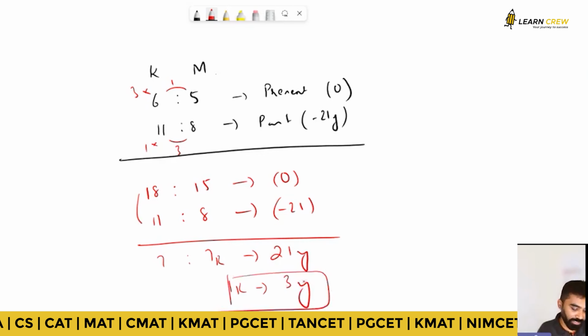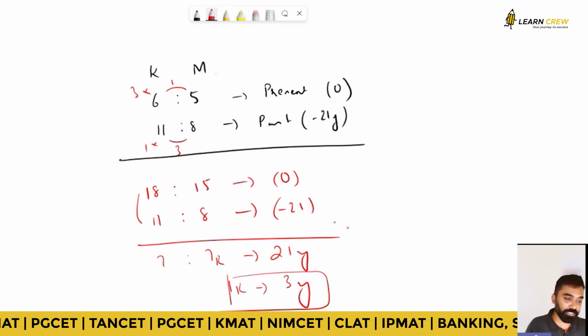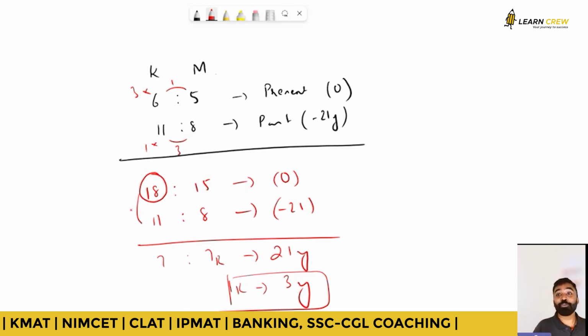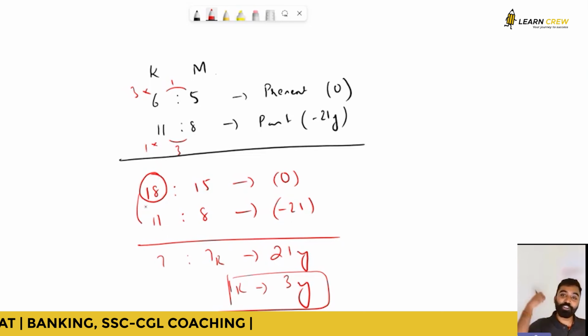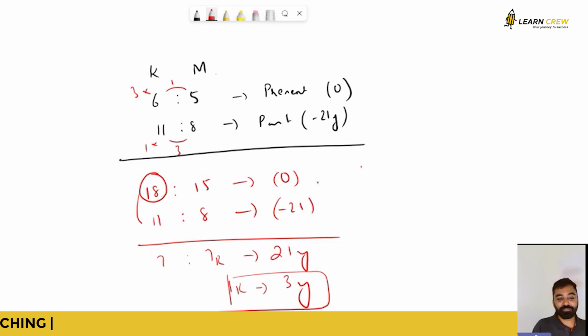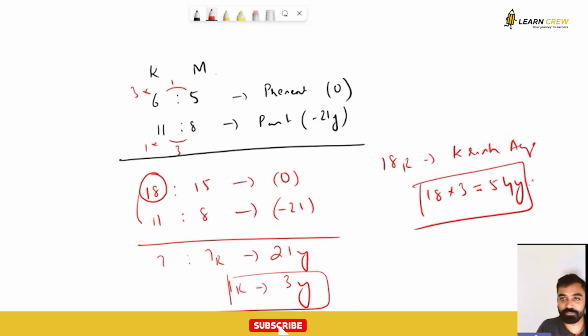If a single ratio is 3 years, they've asked for the present age of Krish. You need to take the current ratio, not the old ratio. 18 ratio equals Krish's age. So 18 into 3 is 54. 54 years. Fine.